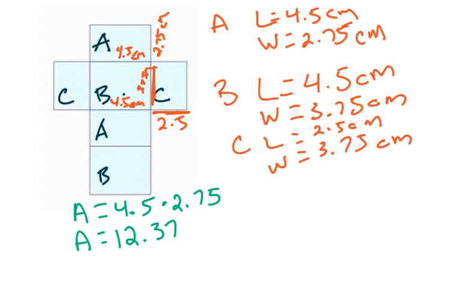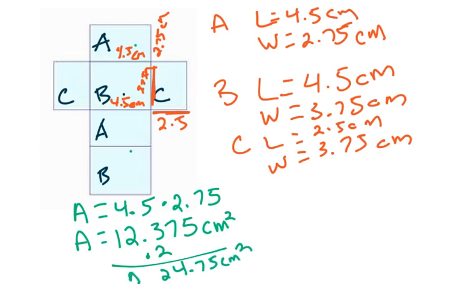Can't make this up. Okay, so the area of A is 12.375 centimeters squared. However, I have two A's, right? So I need to multiply this by 2 to get a total surface area of 24.75 centimeters squared. Okay, for A.